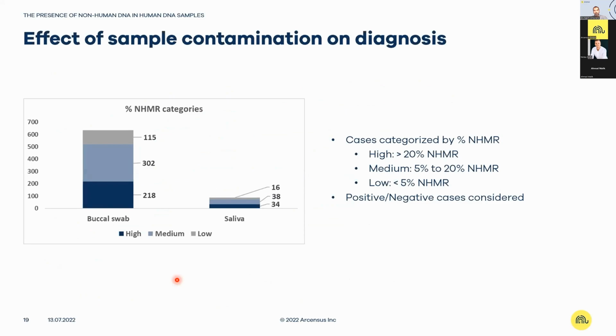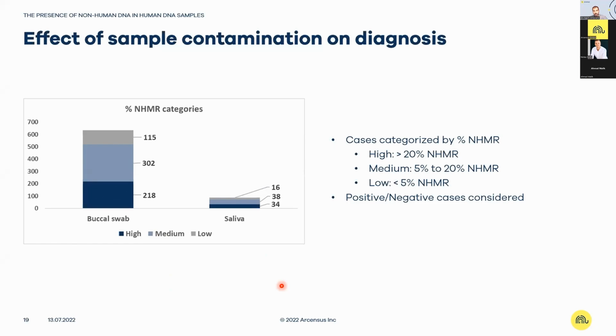So then finally, and I think this is the most important when it comes to the clinical diagnosis, we wanted to know whether there is an effect of the level of non-human mapped reads, or the level of contamination of the human sample by this bacterial species, on the diagnostic yield. To do so, we initially categorized all the samples that we have within the buccal swab or the saliva into 3 categories.